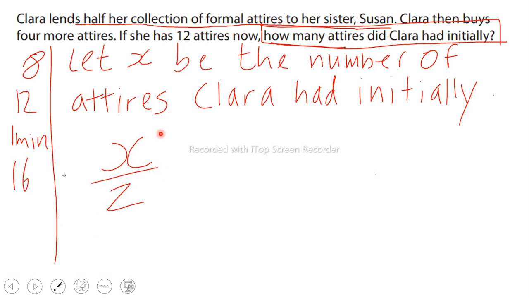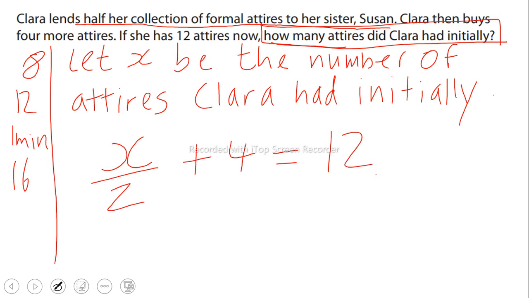So the amount that she has is X, and we're going to divide that by 2 because we're trying to figure out half of X, or half of the amount of attire she had. So we know that this represents the amount that she gave to her sister, Suzanne. She buys 4 more attires. So how are we going to denote that? Plus 4, right? And now how much does she have? Equals 12.